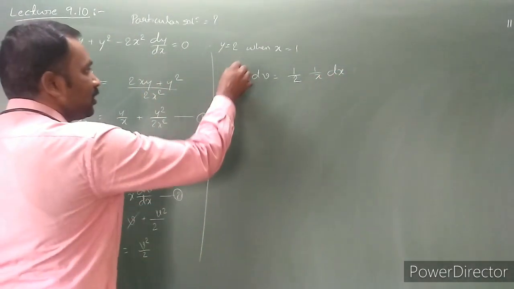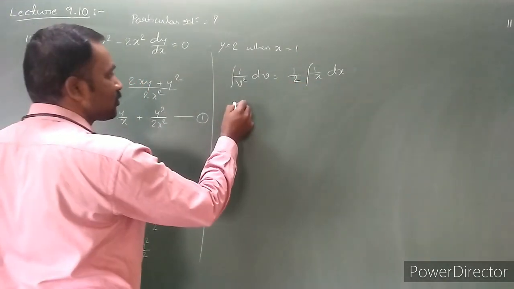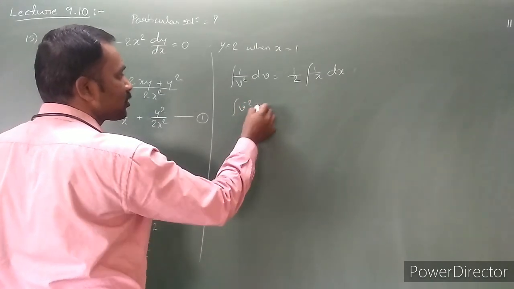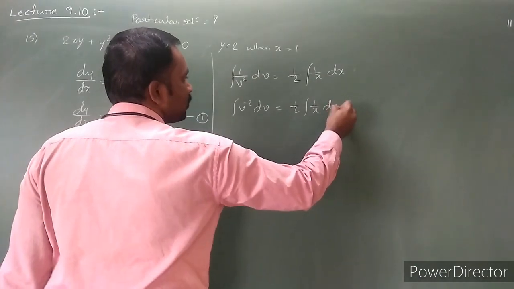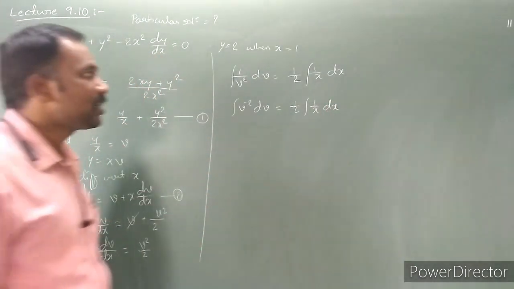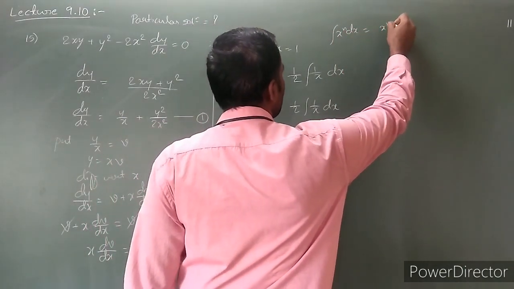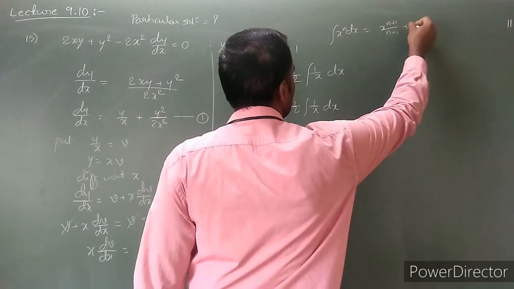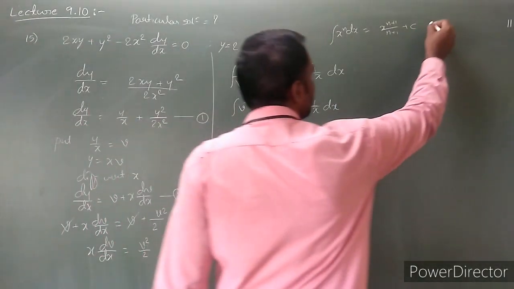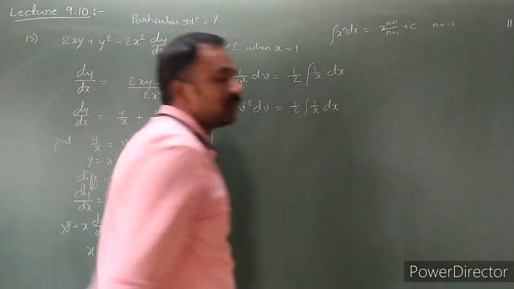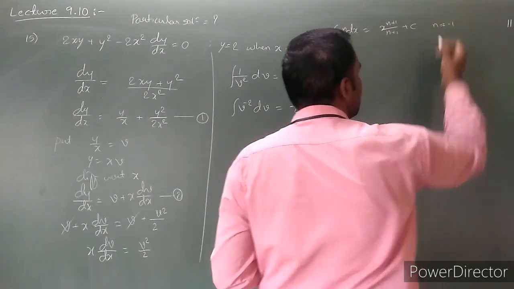Now integrating, 1 by 2 is a coefficient, keep it outside. So 1 by v square can be written as v power minus 2 into dv is equal to 1 by 2 into integration of 1 by x into dx. We already know the integration of x power n. What is the integration of x power n with respect to x? x power n plus 1 divided by n plus 1, plus c. In that manner, the n value is minus 2. This condition holds good whenever n is not equal to minus 1. For all the remaining cases of n, it is verified.